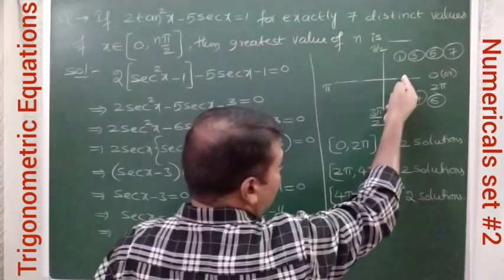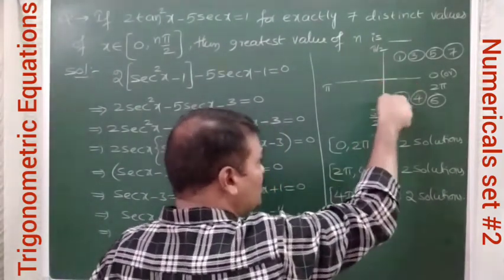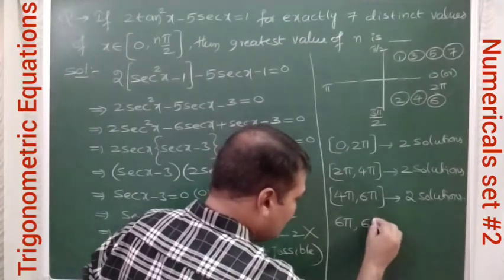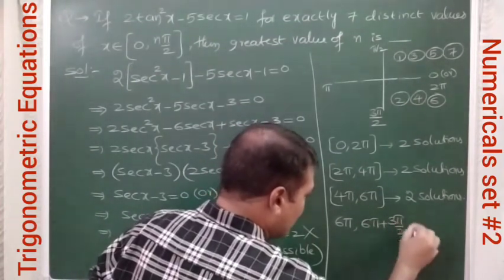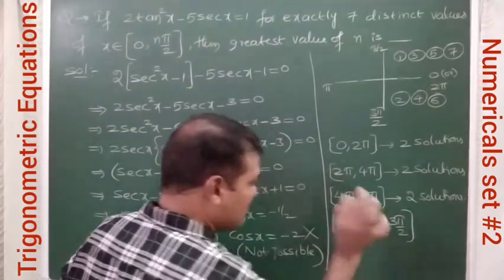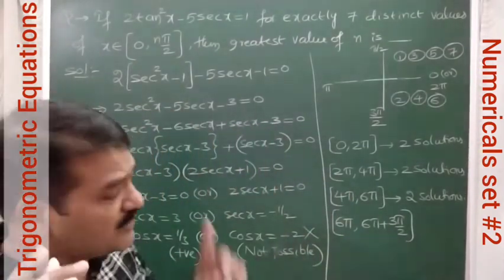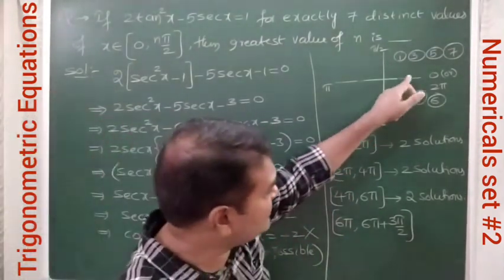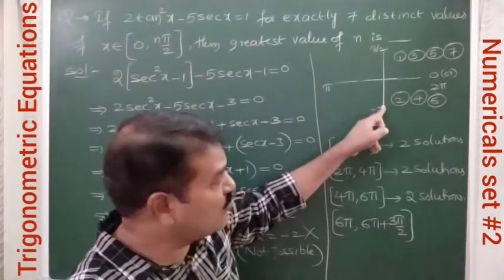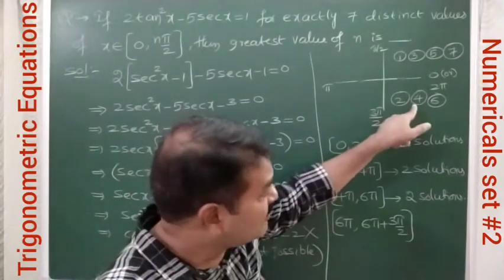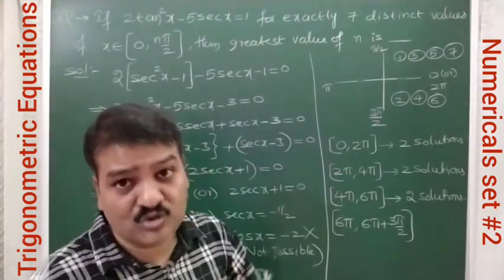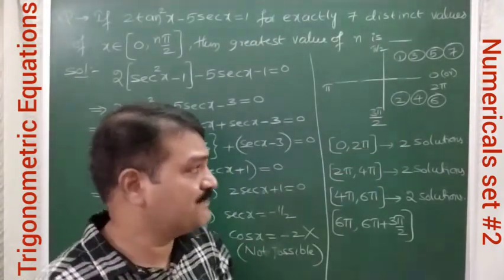Starting from 6 pi, you can cover up to 3 pi by 2, okay? So 6 pi plus 3 pi by 2, you can cover this much distance, but not more than that, because only 7 solutions are there. Starting from here, you can move up to here. Means 3 pi by 2 distance you can cover, but not more than that. You should not enter the fourth quadrant, that is the basic principle here.